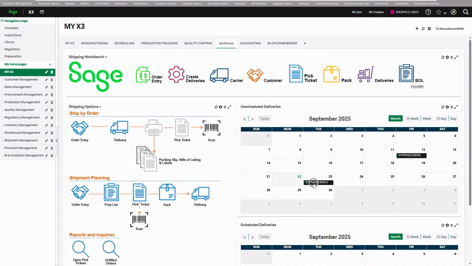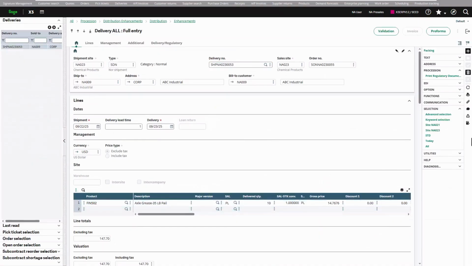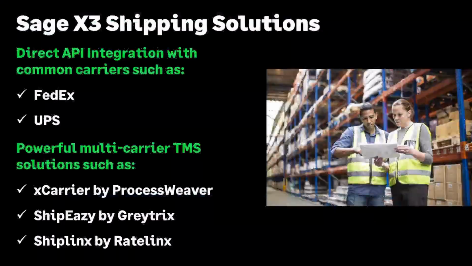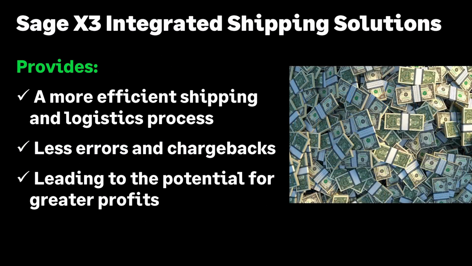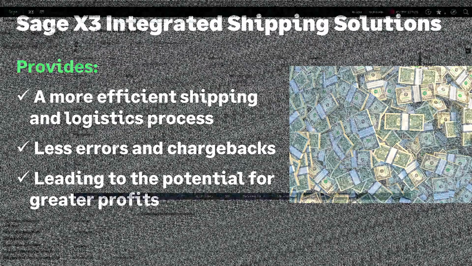See how our shipment has appeared on the unscheduled shipments calendar? The calendar gadget can be used to manage the different carrier shipment schedules. We can access our shipment directly from the calendar. X3 has an out-of-the-box API integration to FedEx and UPS online systems, as well as integration to powerful multi-carrier shipping solutions. An integrated shipping solution provides a more efficient shipping process, less errors, and potential for greater profits.